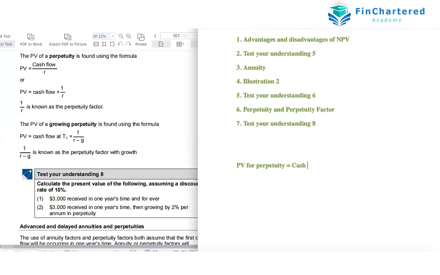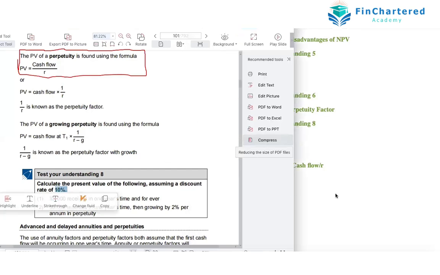Cash flow divided by R. If you want, you can put it in a box and make a note of it. The present value of a perpetuity is cash flow divided by R. R is the rate, and here the rate is 10%.